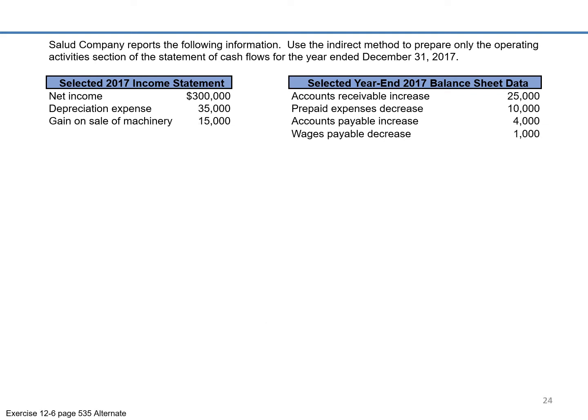All right, same problem. Same company name I can't pronounce. Different numbers. Why don't you take a minute, prepare the indirect method operating section of your cash flow statement, and when you're finished, resume the recording and we will go through it.